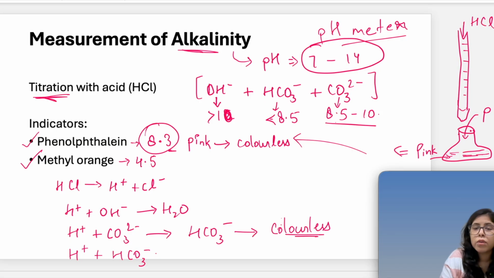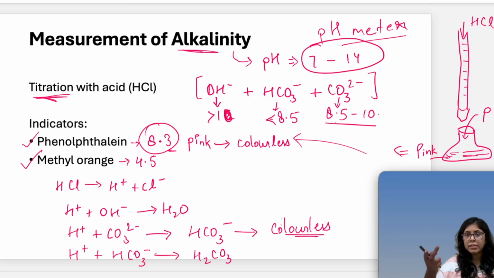Now I wanted to check the HCO3- alkalinity, where the total alkalinity will end. That means the full HCO3- will be converted into H2CO3, that means carbonic acid. So when the HCO3- is also fully neutralized, then only can we say that the alkalinity is fully recovered due to the HCl that we are adding. So the phenolphthalein indicator's work is done because pH 8.3 is reached.